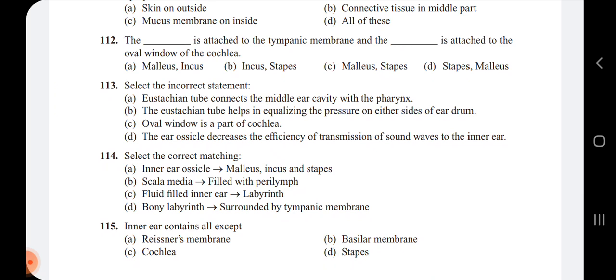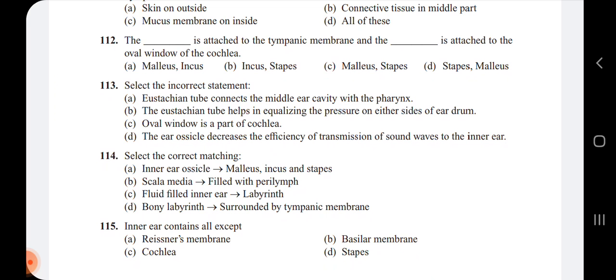So that is the inner ear, that is the Eustachian tube. It is going to connect the middle ear cavity with the pharynx, which helps in equalizing the pressure on either side of the eardrum. Means if, for example, you are hearing the sound from your left side, don't think that the sound is entering only your left ear. The sound waves will be divided equally, so they enter the left ear and also the right ear.